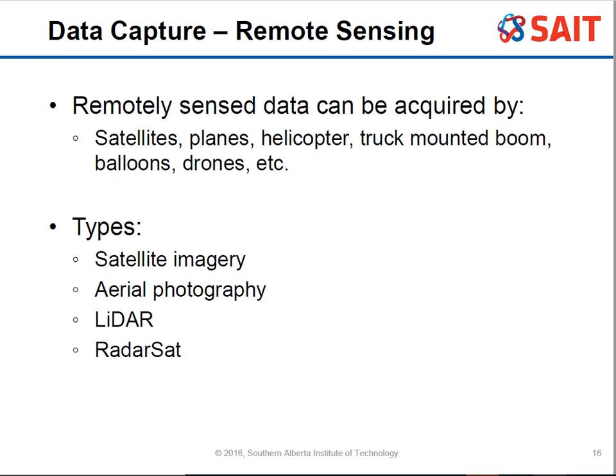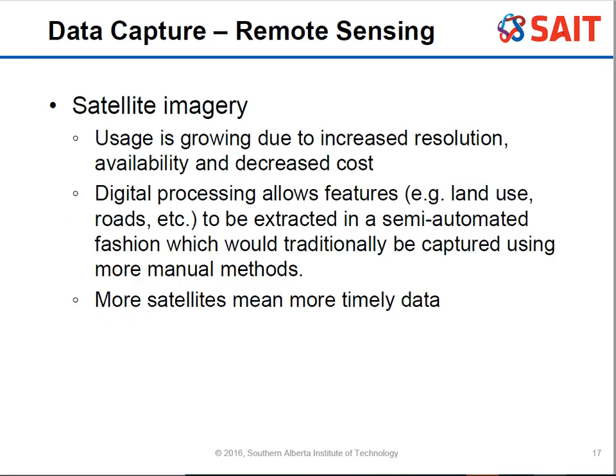So some more data capture is remote sensing. Remote sensing data can be acquired by all kinds of different platforms. You can go on satellites, planes, drones, helicopters, trucks, balloons, tripods. It can be on anything, really. There are different types: satellite imagery, aerial photography, LiDAR. It says radar sat, that is a satellite. It's just a microwave satellite.